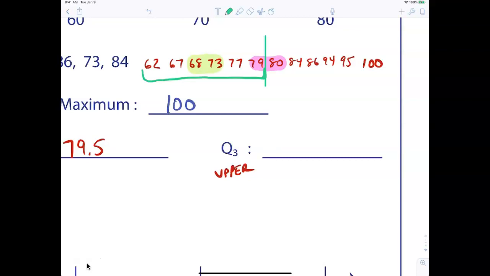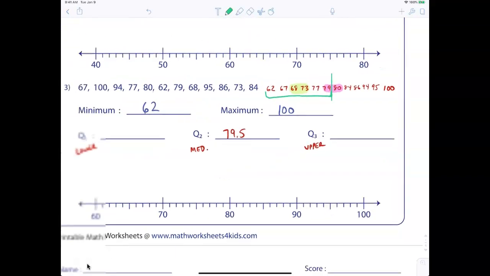What do I have to do with 68 and 73? Add them and divide by 2. Thank you. Someone who's doing the math. Add them up. Divide by 2. 70.5. Thank you very much. So quartile 1 is 70.5.